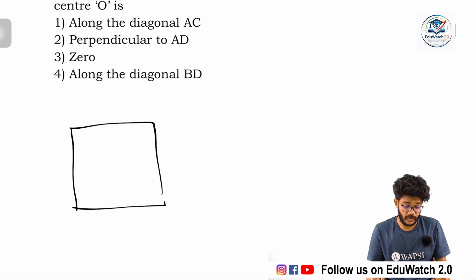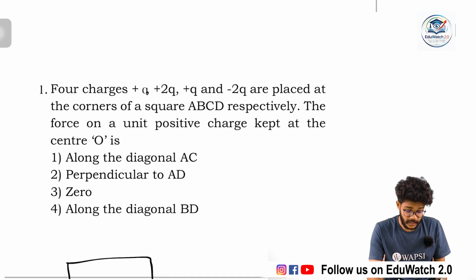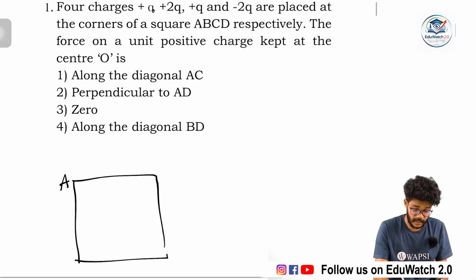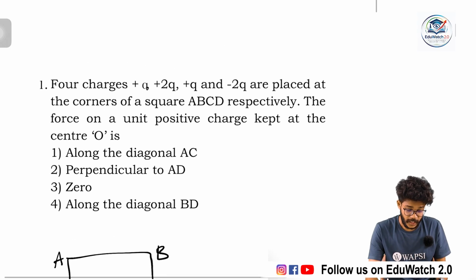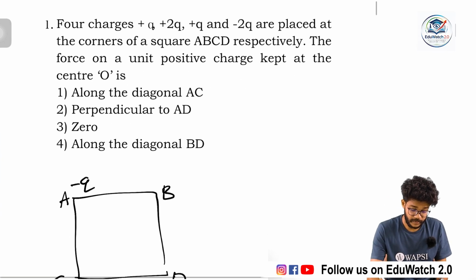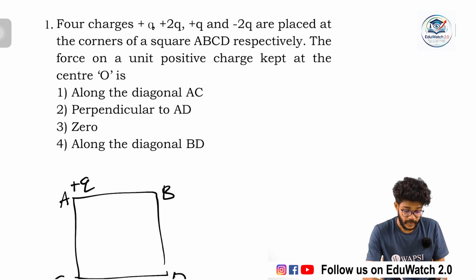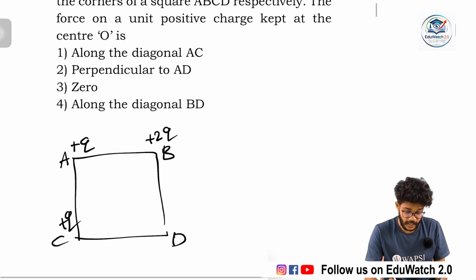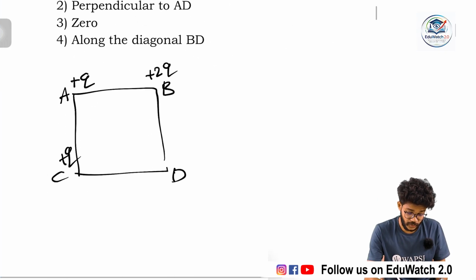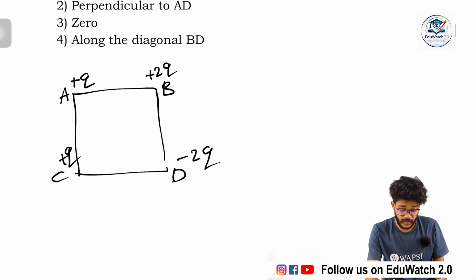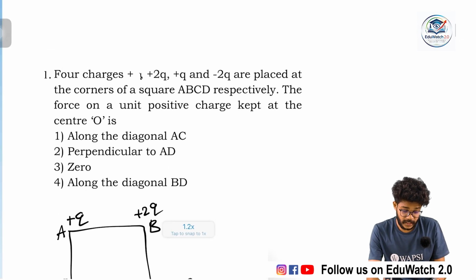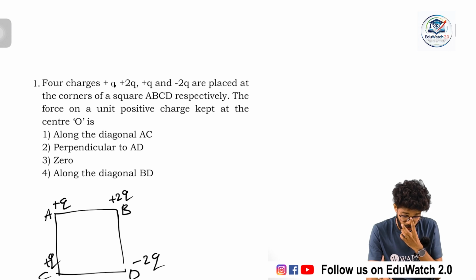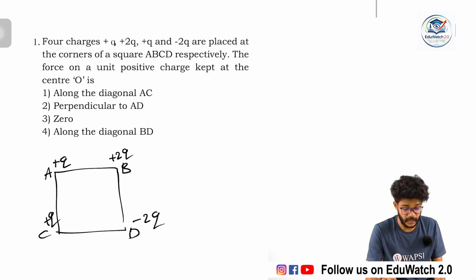Consider this is the square ABCD and I am marking this as A, this is B and this is C and this is D. Okay. And the plus Q at A and the plus 2Q at B and the plus Q at C and minus 2Q at D. Okay, are placed at the corners of a square ABCD respectively.